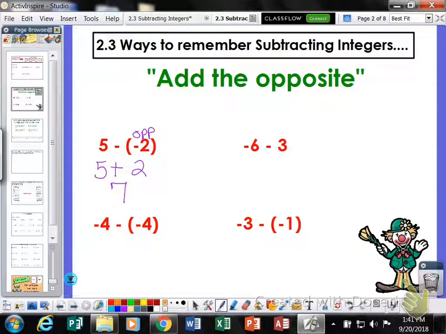Negative 6 minus 3, we want to add the opposite. So negative 6, we want to add. What is the opposite of 3? Opposite of 3 is negative 3. So we put those in parentheses because I don't like to have two signs together. So then what we do is you can use a number line or you can use the counters like positives and negatives if you want.